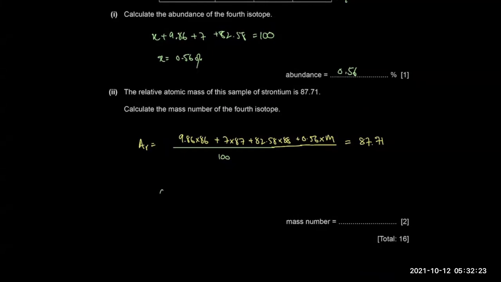We get 0.56M is equal to 8771 minus 9.86 times 86 minus 7 times 87 minus 82.58 times 88. So you get 0.56M is equal to 47. So what does M come out to? 47 divided by 0.56. 83.9. Yes. Now, but they are saying you have a mass number.